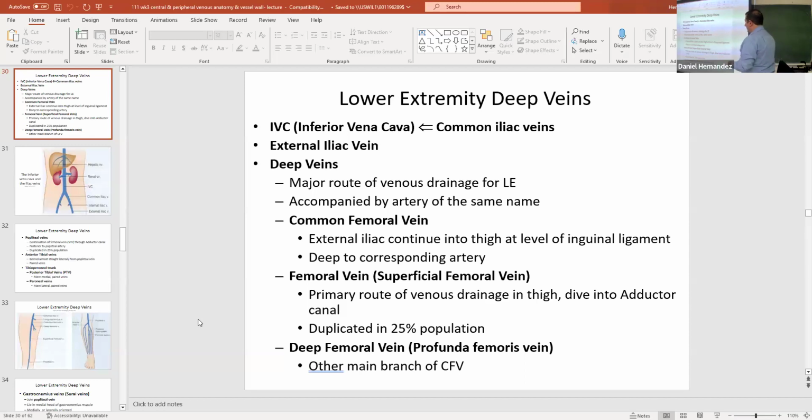Working our way inferior, we have the femoral vein. The femoral vein is the primary route of venous drainage for the thigh. As you move distally, it dives into that abductor canal in that distal thigh area. With the femoral vein, about a quarter of the population, it's actually duplicated. So meaning we have two veins with one artery. And then, again, the other branch of that common femoral vein is the profunda femoris, or the deep femoral vein.